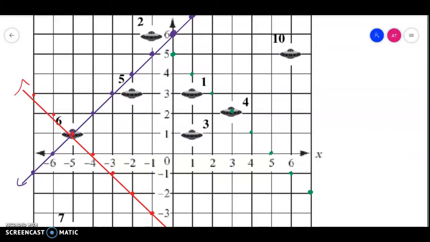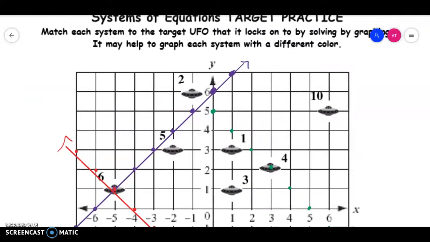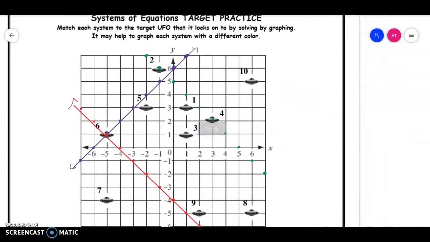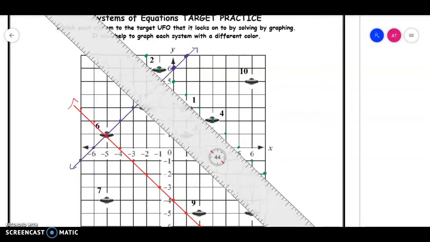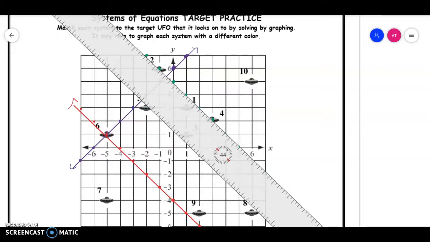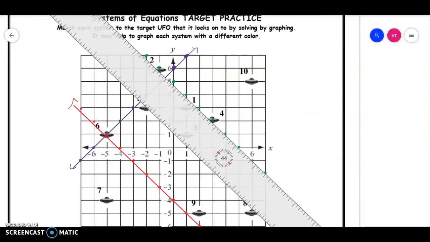Okay, now that I've created the left side of my graph, I need to create the right side. So I'm actually going to go up 1 and to the right 1. This one actually hits 2. So that's pretty good because now we need to graph the second one and see where it's going to hit. So I'm going to graph my line right here.